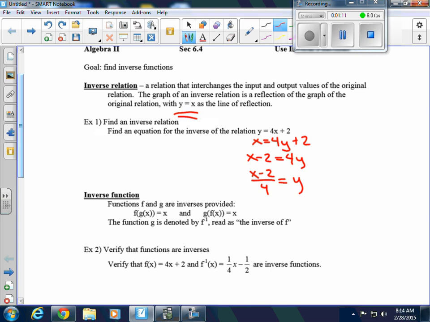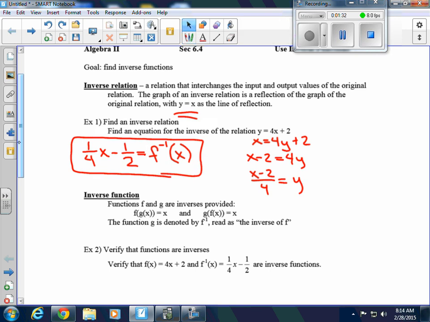Now if I want to write that as a linear function, then I'm going to write it as 1/4 x minus 2/4, which is 1/2. And I'm always going to write this as f inverse of x. So that's how we say this part of it. That little negative 1 means the inverse, and you do have a button like that on your calculator, so it's the inverse of f equals 1/4 x minus 1/2. So here we switched the x and the y value, and then we solved it for y.